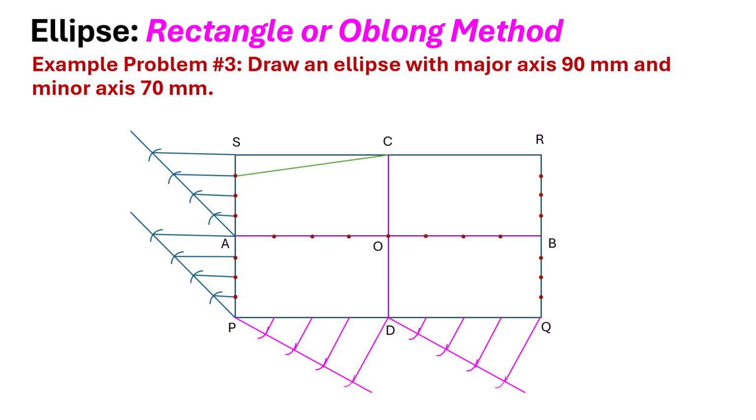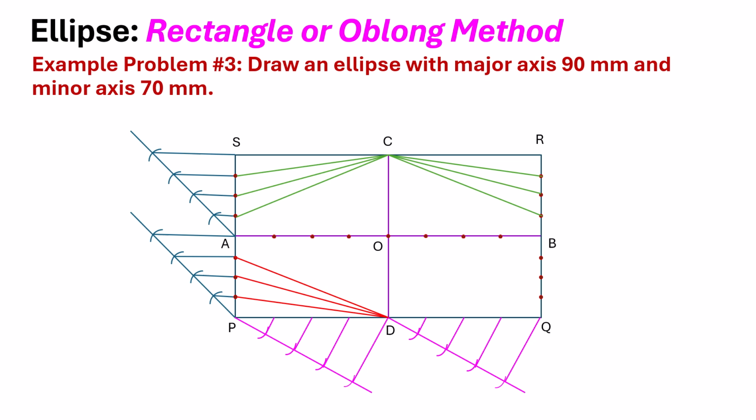Now our next step is to join the points on AS and BR with C and the points on AP and BQ with D. So when we join this point C with the points on AS and BR, we have this line, this line, and this line. Likewise, this line, and this line. Similarly, from point D, we have this line, and this line. We have these 3 more lines from point D when we join the points on line BQ.